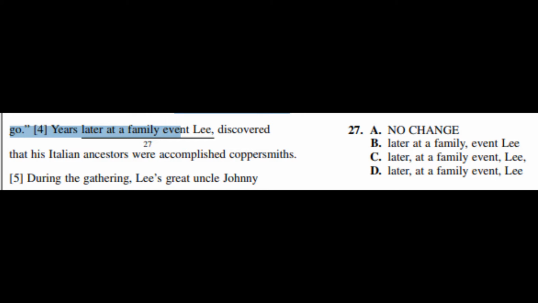Then what we do, just for fun, we already know the answer is D. Just for fun, we're going to go ahead and correct it anyways. There is a comma after later. So what we do is we come over here, put in a comma after later, and there is a comma after event. We disregard this comma here. So Lee discovered the Italian ancestry. Is that more information about the family event? Yep, that works. And at the family event, is that what happened years later? Yes. D is the correct answer using the comma staircase.